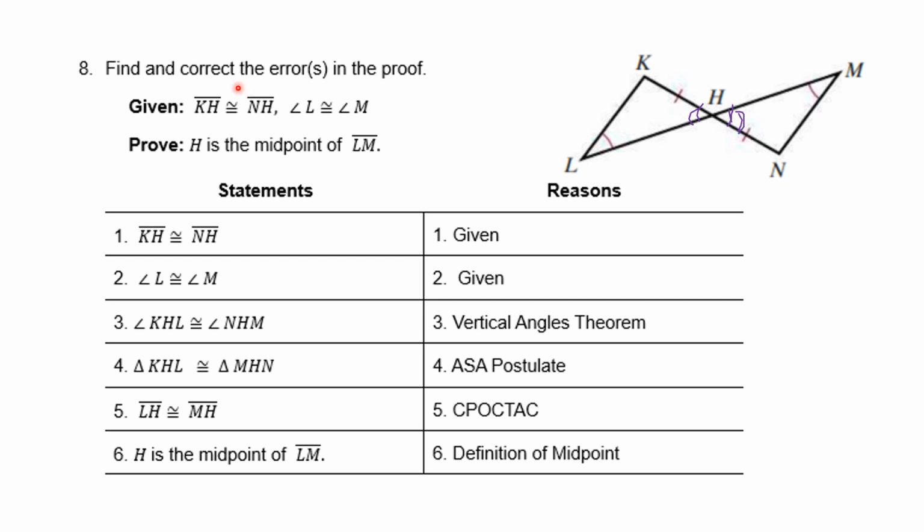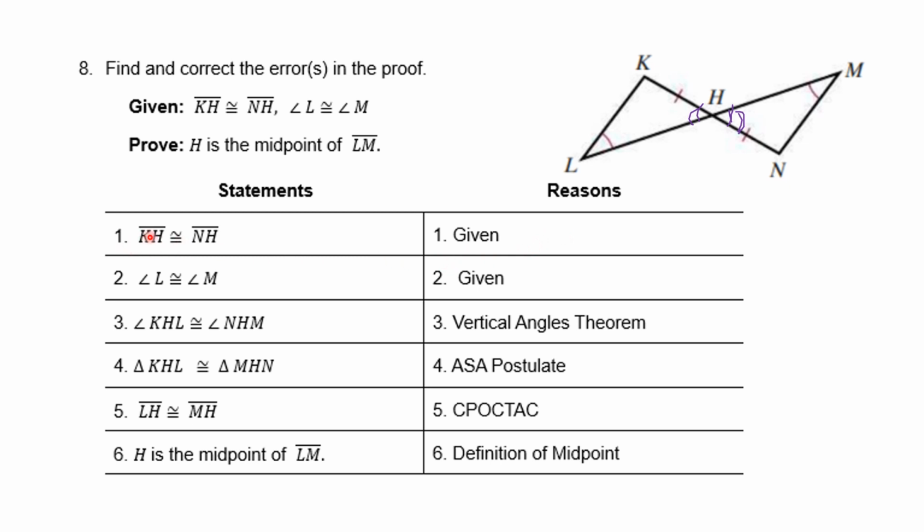Now, what we're supposed to be proving is that H is the midpoint of LM. H is definitely the midpoint of KN, right? Because those two line segments are congruent, so we know that. But we want to prove that H is the midpoint of LM. So in order to prove that, we need to prove that line segment LH, that chunk on the bottom, is congruent to MH, that chunk on the top. All right, so let's take a look at the proof.